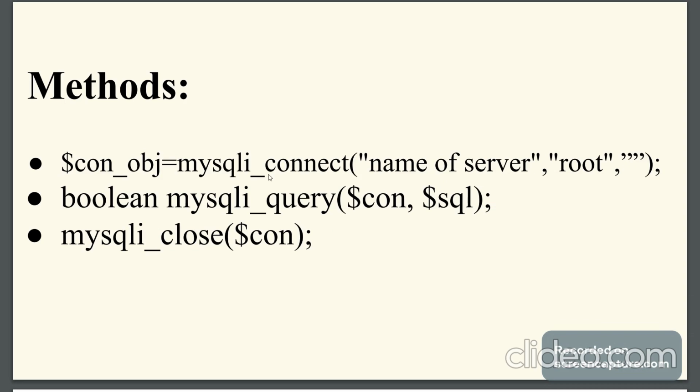After establishing a connection, we have to fire queries. For that, we have the mysqli_query method. Here we have to give the object of the connection class, and here we have to give the query, which in turn returns a true or false value. If the query gets executed successfully, it will return true, otherwise false. And at the end of the program, we have to close this created connection by using mysqli_close, and in brackets we have to give the object of the connection class.